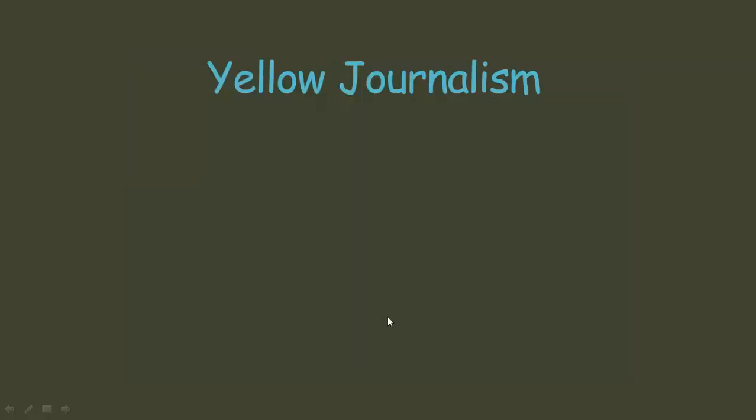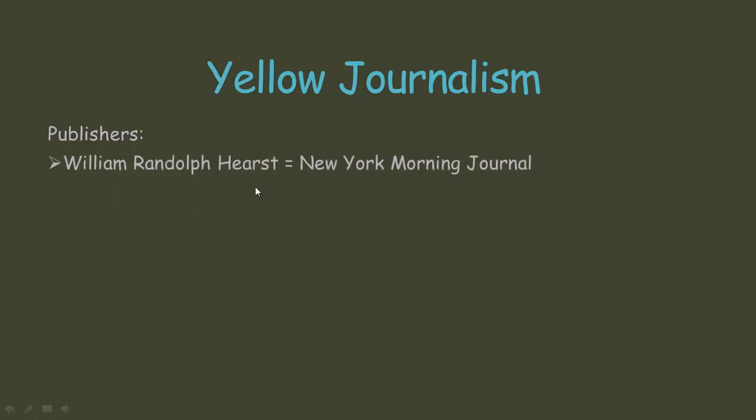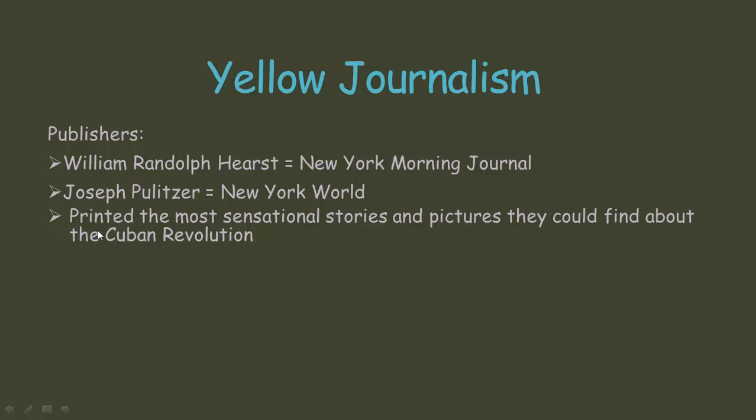So another cause would be yellow journalism. I'm going to introduce you to two famous newspapermen now, right? William Randolph Hearst, whose newspaper was the New York Morning Journal, and then Joseph Pulitzer, whose newspaper was the New York World. These two newspaper editors pretty much competed with each other to sell newspapers. Whoever had the biggest grandiose headline was able to make a lot of money. These are the guys that printed the most sensational stories and the most pictures that they could find about what was happening in the Cuban Revolution.